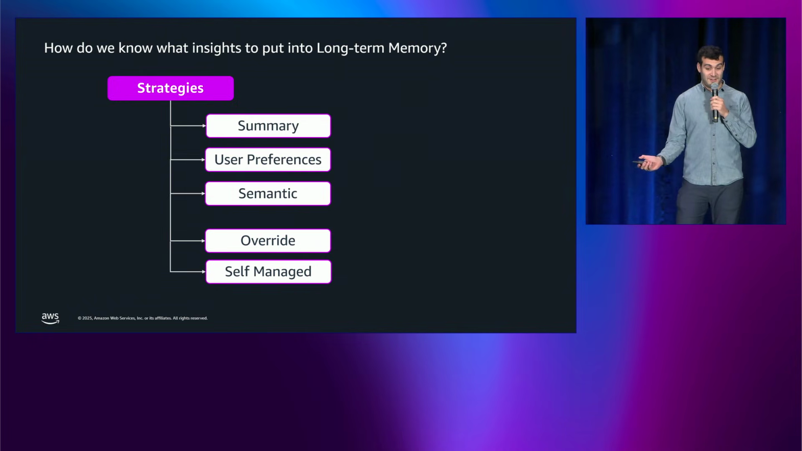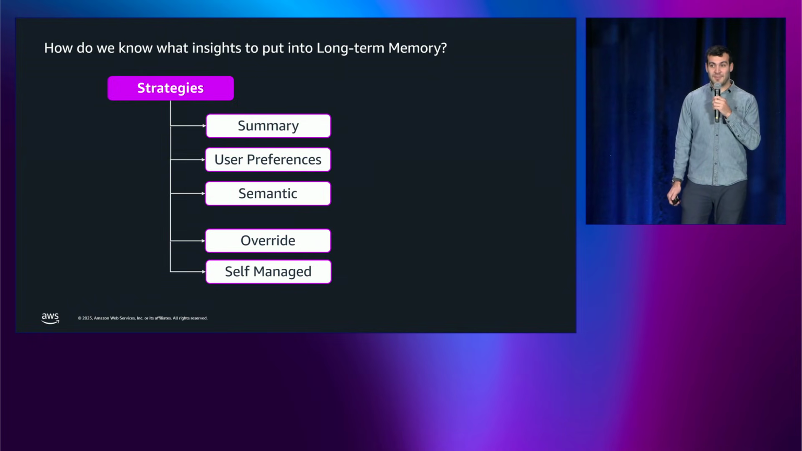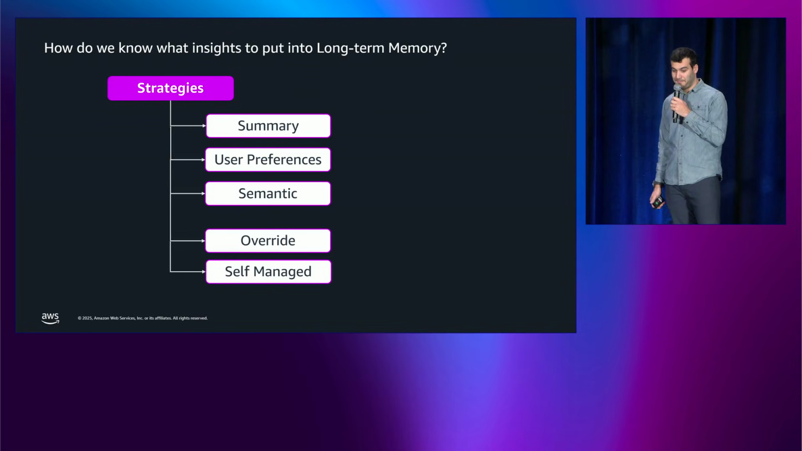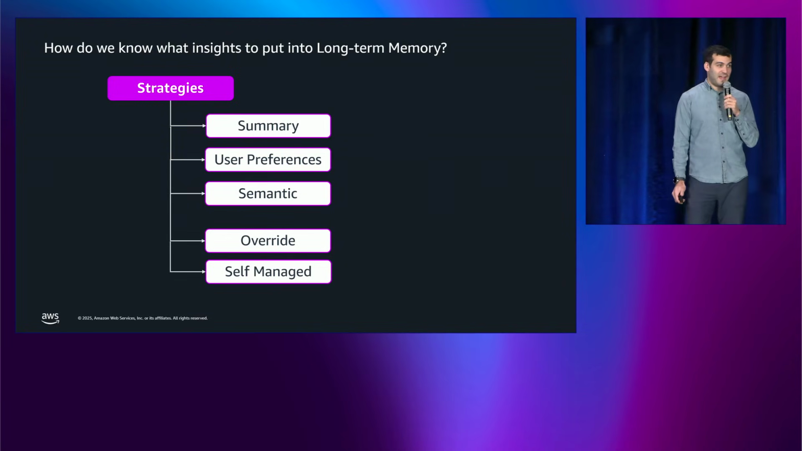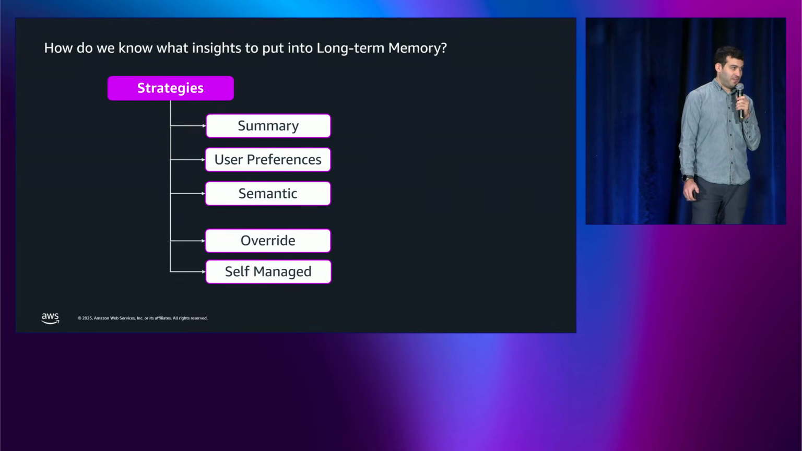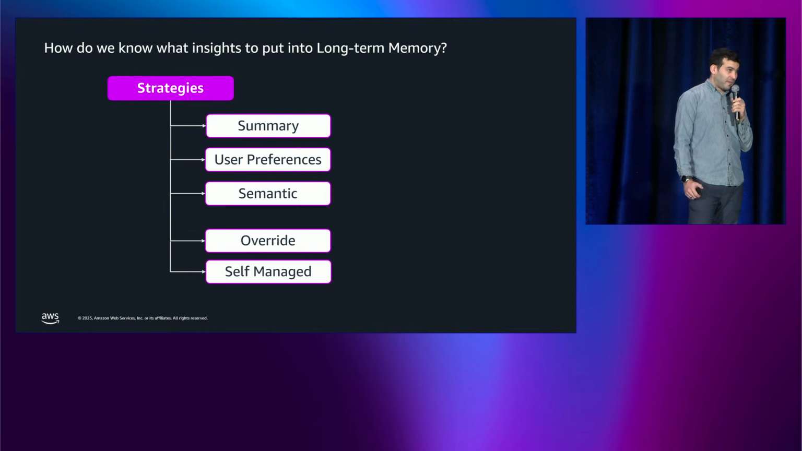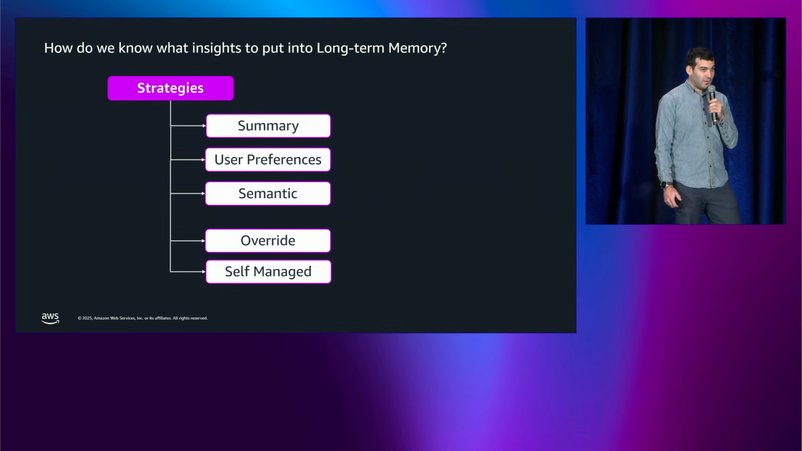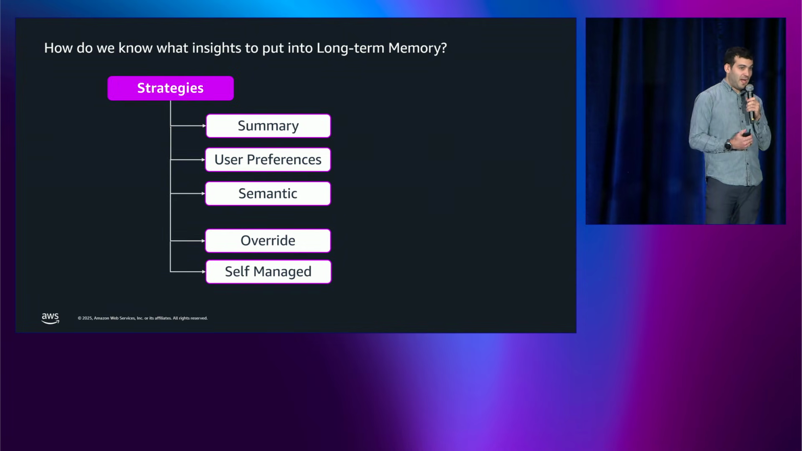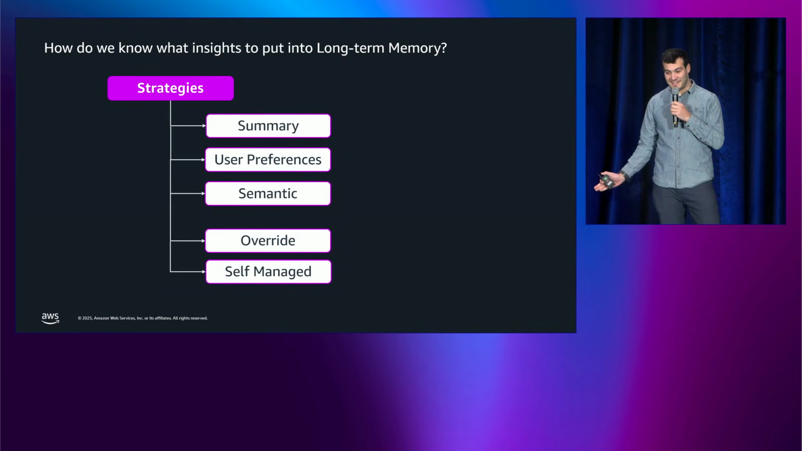You may also be wondering how we know what information to pull into long-term memory. And the answer to that is by choosing a memory strategy. We have 3 built-in strategies: summary, user preferences, and semantic. And it's very simple to add those. You go into the AWS console or add them via API or programmatically. You pick the strategy you want, you add it, and information automatically starts flowing from short-term memory into long-term memory. So really easy. We really like that.